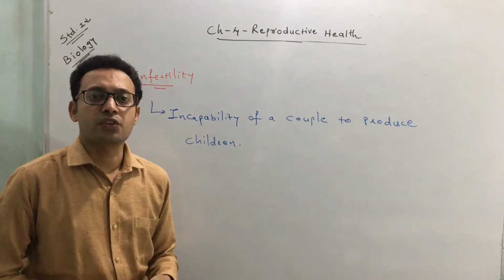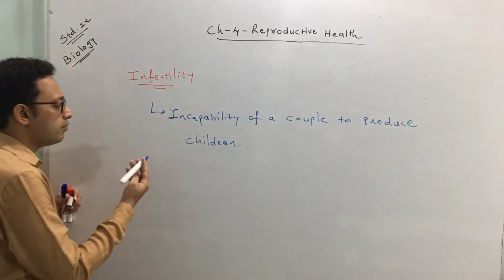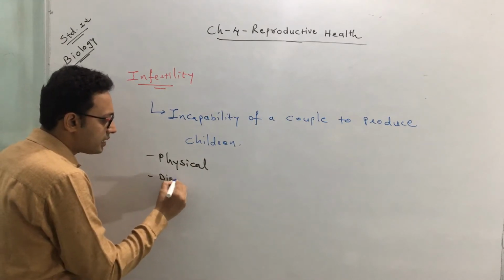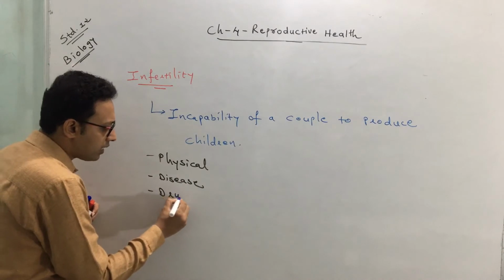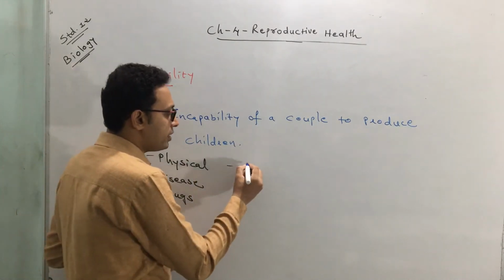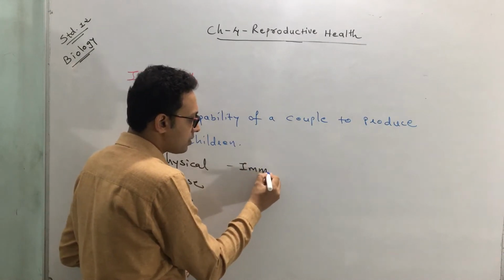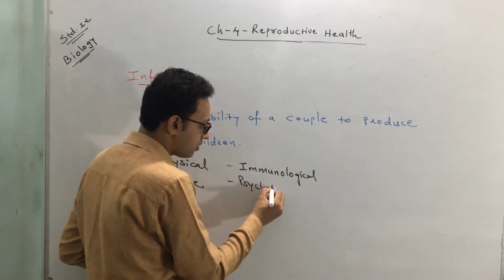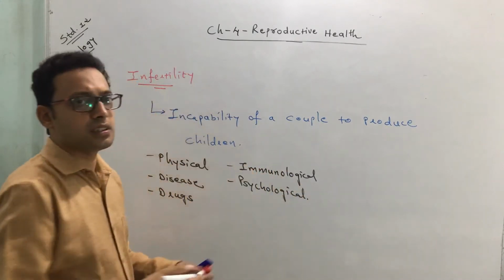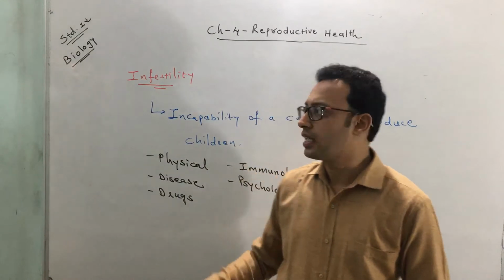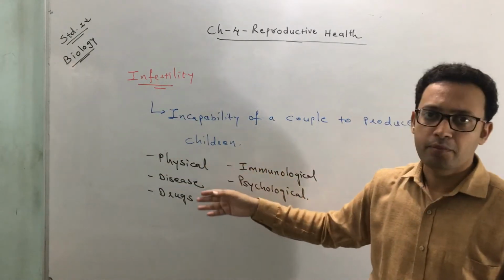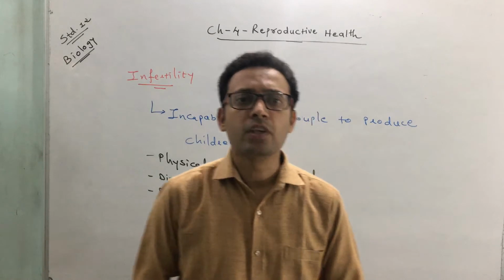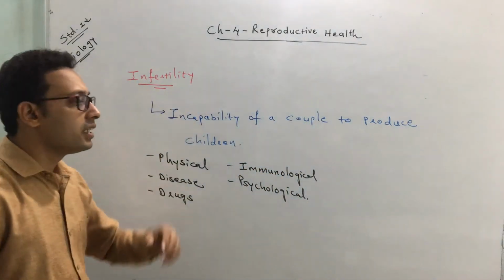There are a variety of reasons why they suffer from infertility. There are lots of reasons. In some people it may be due to some physical reason. In some people it may be due to some diseases. It may be due to consumption of a few drugs, or it may be due to an immunological reason, or it may be a psychological reason. So these are a few reasons why they have a problem of infertility. Might be a physical problem, that is disease, a drug, or immunological problem, or psychological problem, any of the problems or the combination of these problems may result in infertility.